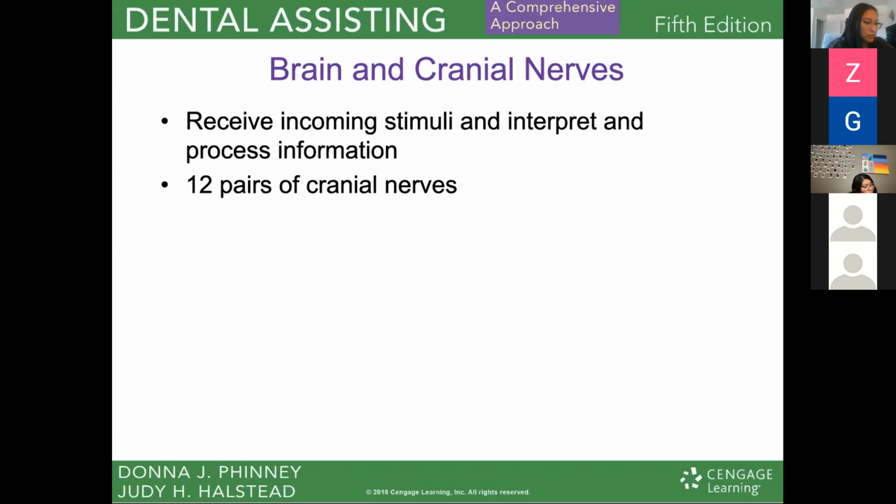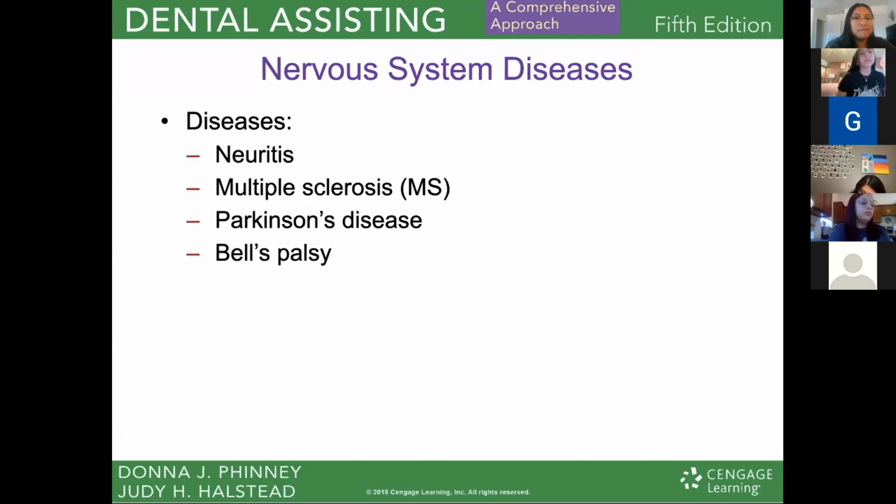The brain receives incoming stimuli, interprets and processes the information, and directs them to various sections to create a response. There are 12 pairs of cranial nerves, which are numbered with Roman numerals connecting in the front of the brain. Thankfully, we don't have to learn all of these pairs of cranial nerves. I had to before. It's not fun. But there are a lot of different cranial nerves inside the brain that make up part of the CNS.